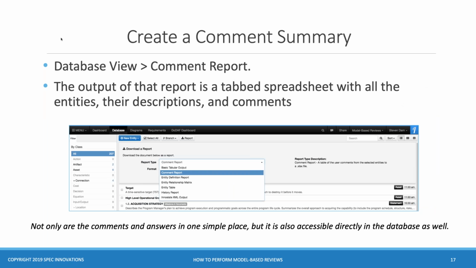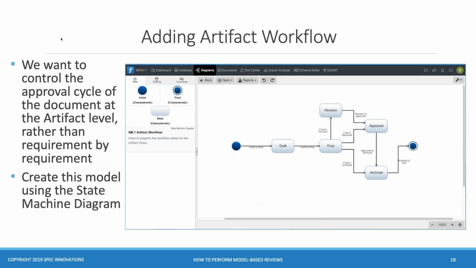Again, you can also create the comment summary. There's a comment report that's available as well. So you can see that, and it's a very nice, well-formatted spreadsheet table that has all the information about what the comments were, and the linkages to the entities where those comments occurred. So again, you have that full traceability between the commenting and the different elements within the database. So it's nice. You have the comments and the answers in one single place, and it's accessible directly within the database. Of course, also you can add a workflow if you like at the artifact level. That's another thing that's available within the tool.